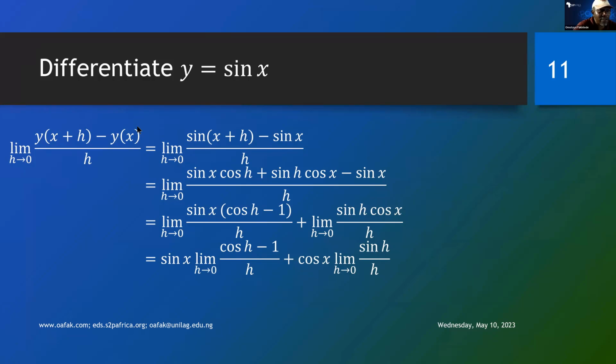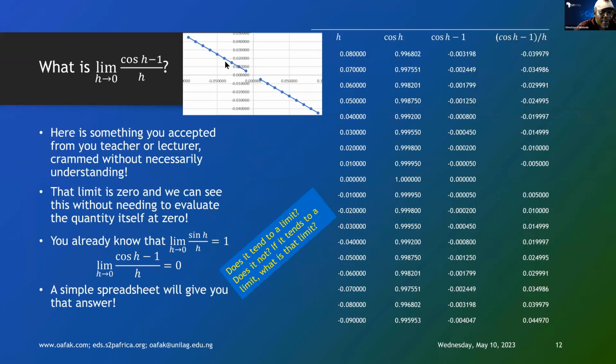Okay. Now, if you don't want to use L'Hopital's rule, let us attack it directly without L'Hopital's rule. So what is the limit as h tends to 0 of cos h minus 1 over h? Here is something you accepted from a teacher or lecturer without necessarily understanding. That limit is 0, and we can see it without needing to evaluate the quantity itself as 0. So how do I do it?